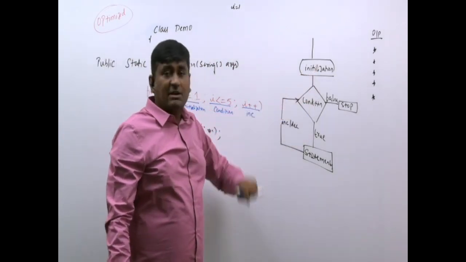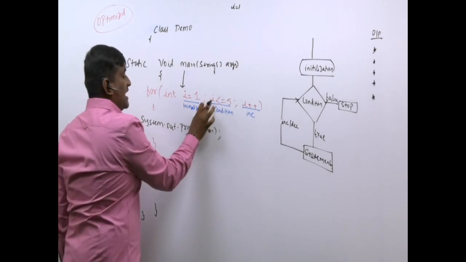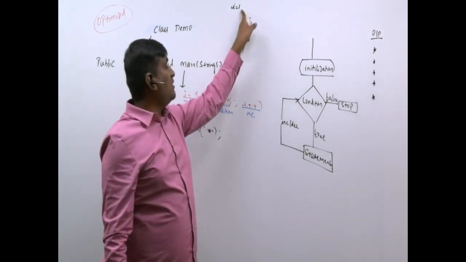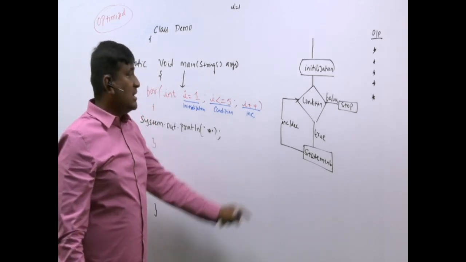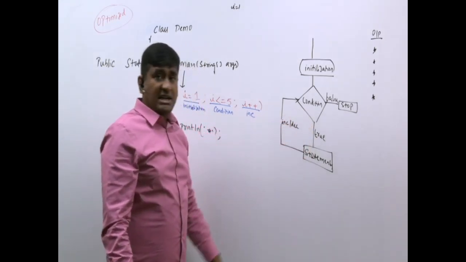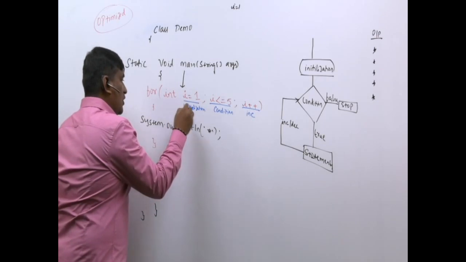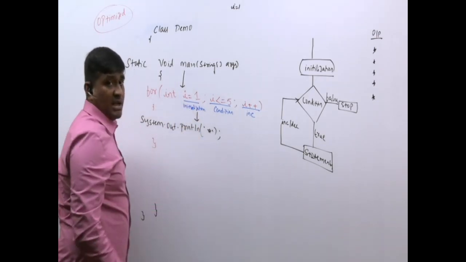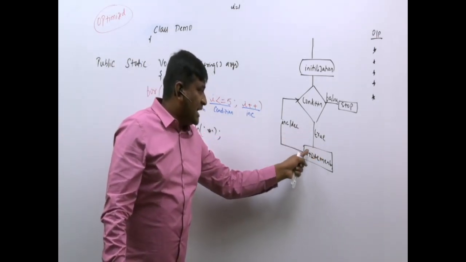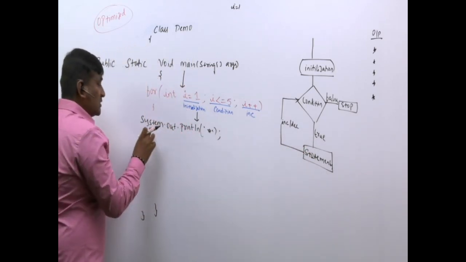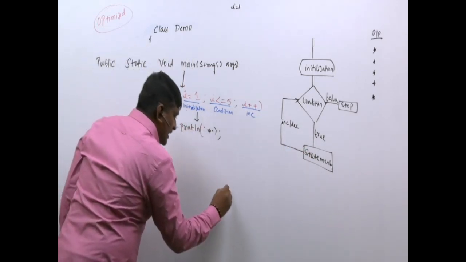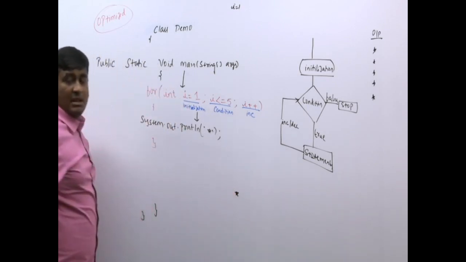Next it will go and check the condition. i less than or equal to 5. What is the i value? 1. Is 1 less than or equal to 5? Yes. So the condition becomes true. Once the condition becomes true, the control will come inside the for loop and execute all the statements. How many statements are there inside? Only 1. System.out.println will print a star.